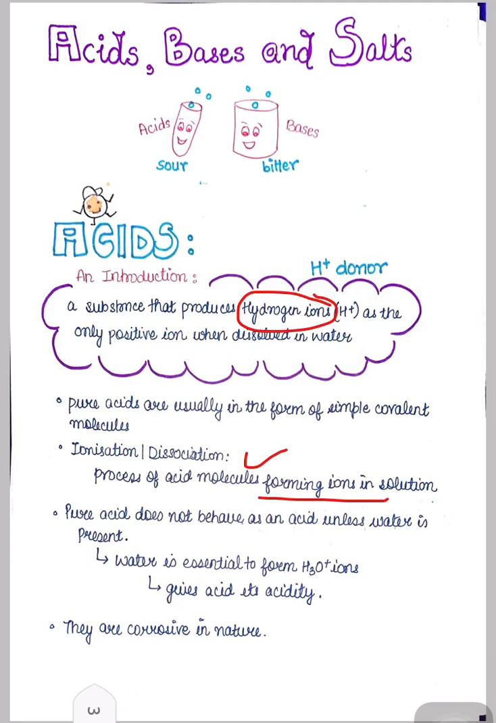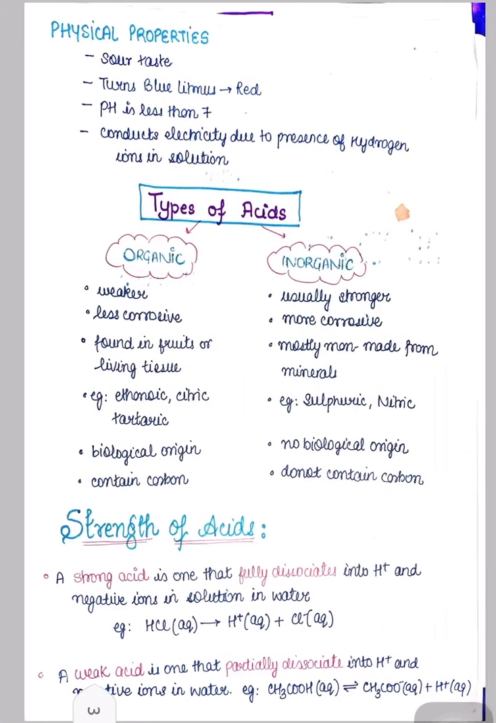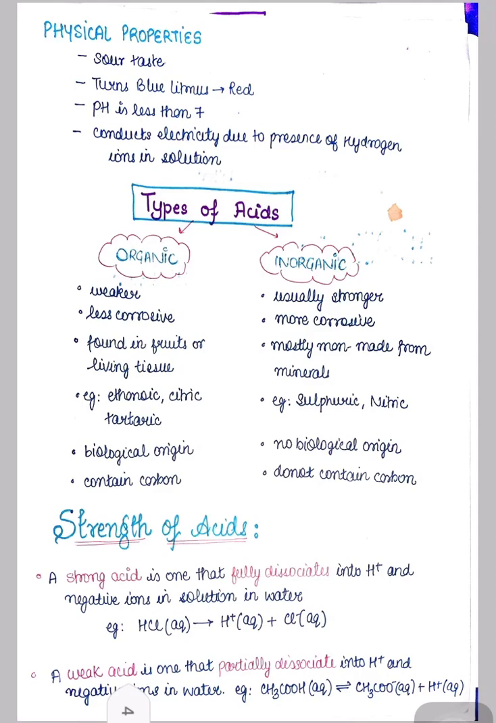It is just acid molecules forming ions in a solution. So for any acid, we require a solution. Only in solution will it dissociate into ions. And acids are simply what? They are H positive donors, or they are called proton donors. And acids are very corrosive in nature. They can corrode anything.